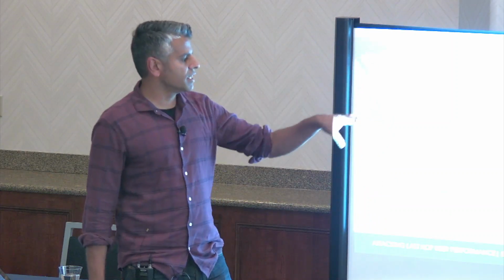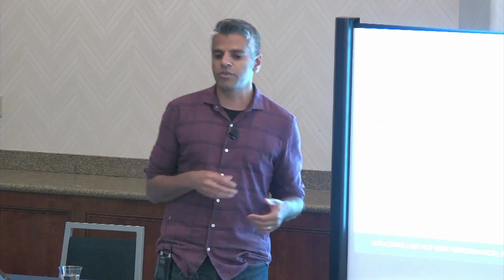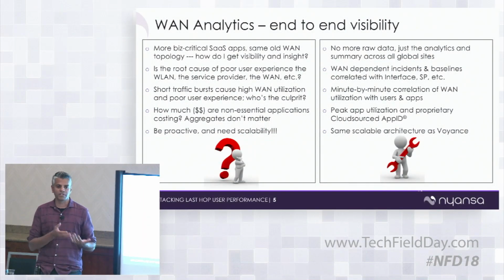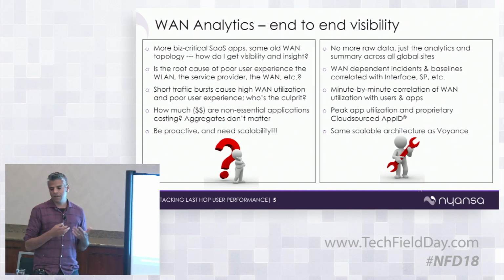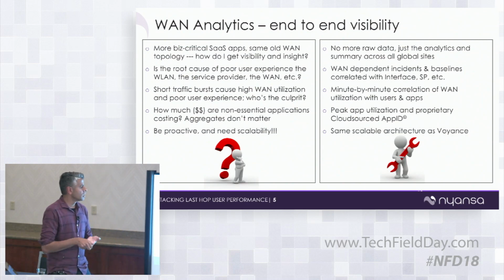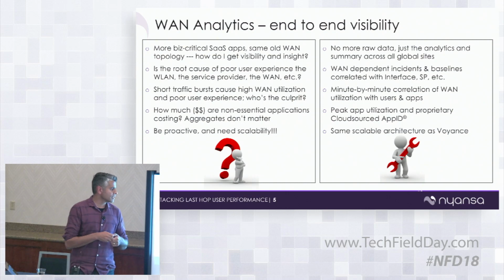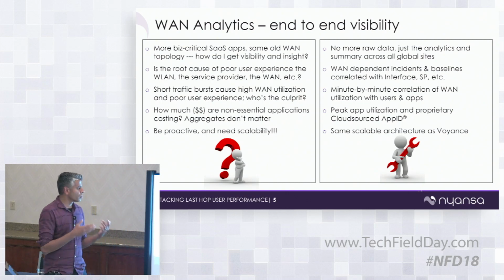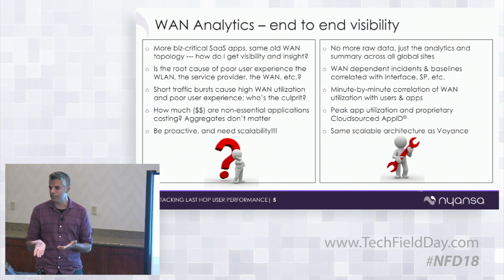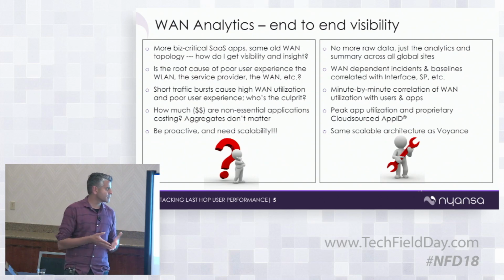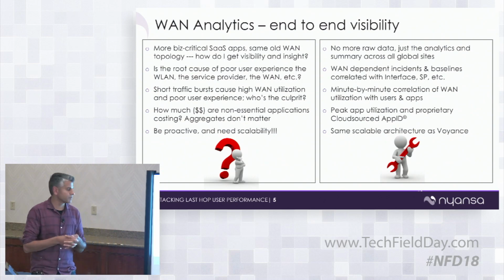So okay, let me talk about these problems, and then from a solution side, the way we looked at it is, what's needed is not just more raw data. If we just simply took the NetFlow data and displayed it, that's really not what this is about. Again, what's needed is the analytics, the summary, the prediction, recommendations, and so on. WAN dependent, again, detecting changes and detecting incidents and correlating them with specific interfaces or pointing to service providers or interfaces as being the problem. That's an important aspect of it, and I'll show you some of that too.